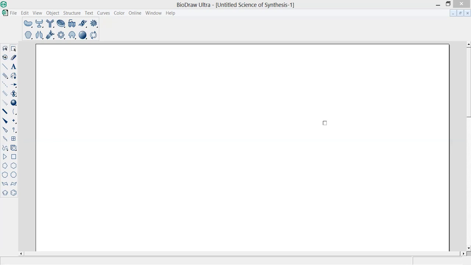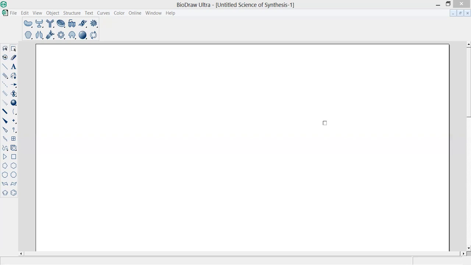BioDraw is the latest version. It is helpful in drawing chemical structures, chemical reactions, drug intermediates, metabolic pathways, phytochemicals. And apart from this, you can draw the graphical presentation of biological systems, graphical presentation and art of many non-living things, for preparation of graphical abstracts like this.